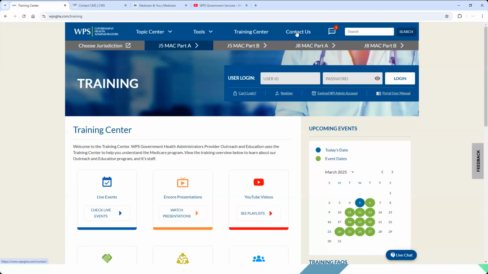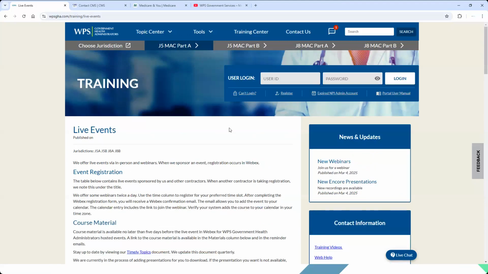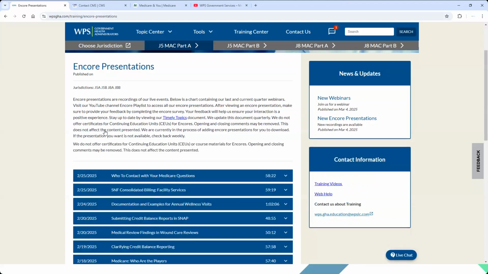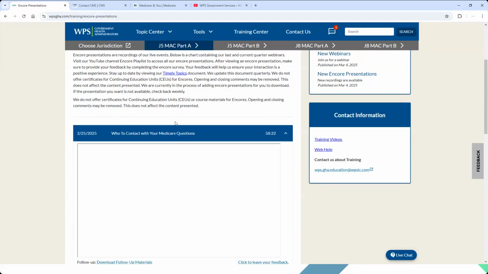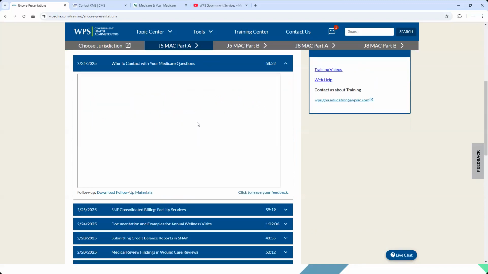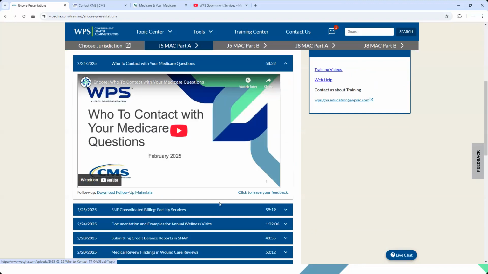How do you want to contact WPS and how can you get in contact with all these different areas? On the training center, I did mention the Encore page earlier. So here's the live events. You can see it has a list and it does allow you to download any material. But also here's the Encore. It will list the Encore, the dates, and the time. If you open this, so let's just use who to contact. Again, this big white box is a player. It's actually loading right now. Then you have the follow-up, which is going to be the material, the presentation, and if you want to leave any feedback on it, you can do all of that from our website. Hopefully that helps you understand that information.